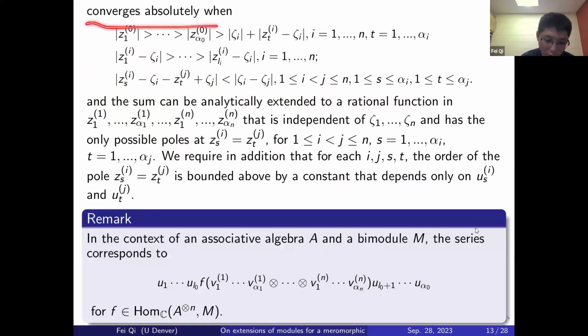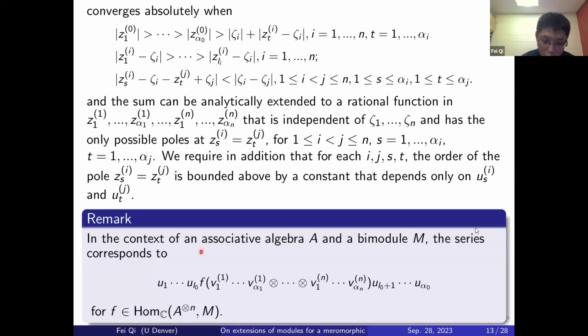And so they have to converge in the appropriate region, and the sum can be analytically extended to a rational function of the similar pole structure over here. And moreover, we require the poles to be bounded above by constants depending on the corresponding locations. So basically speaking, this is what the condition says. But to understand it, the following remark should help you to understand the situation.